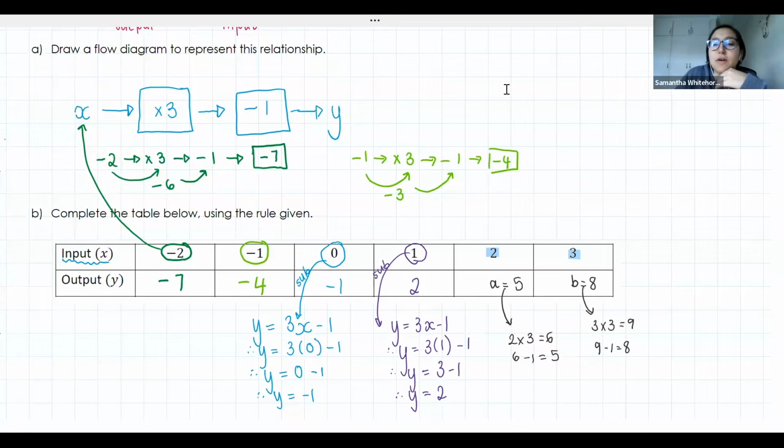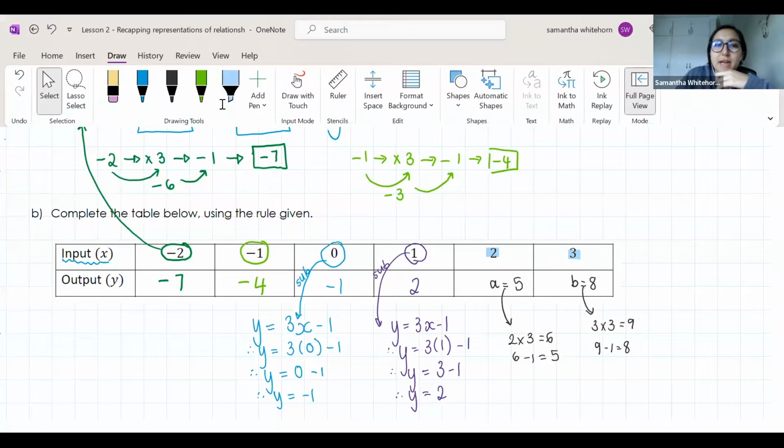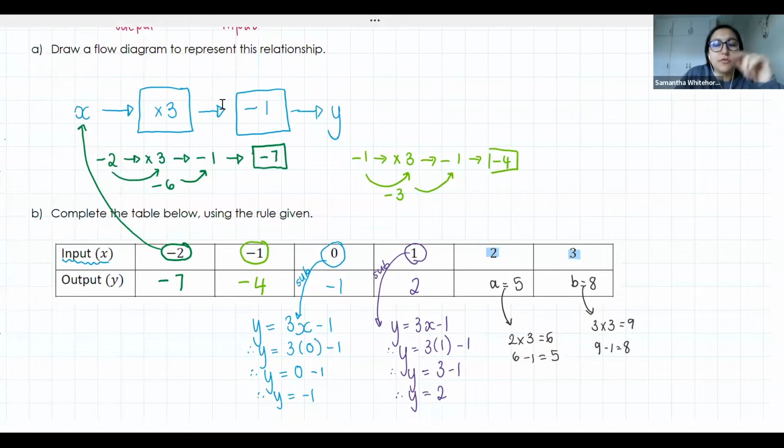Right, so your answer for A should have been 5 and your answer for B should have been 8. Whether you use the flow diagram, whether you use substitution into your rule, or whether you just did what both Anatli and Tandawake did, just applying the rule and saying times 3 minus 1, you should get the answer.